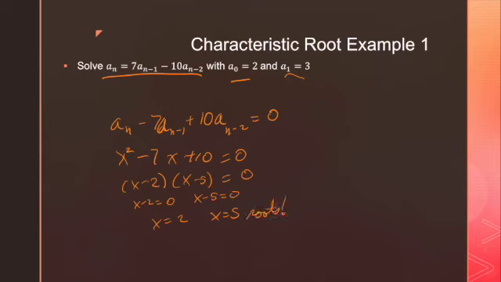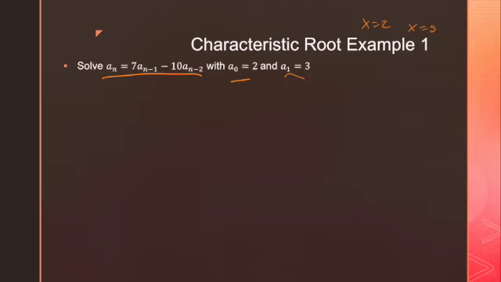I plug these roots into the equation a sub n equals a times r1 to the n plus b times r2 to the n. So let's clear this, knowing that my roots are at 2 and 5, and make sure we have a little bit more room. I am substituting my roots into this equation, and I'm going to use this equation to solve for a and b. So now I have a sub n is a times 2 to the n plus b times 5 to the n.